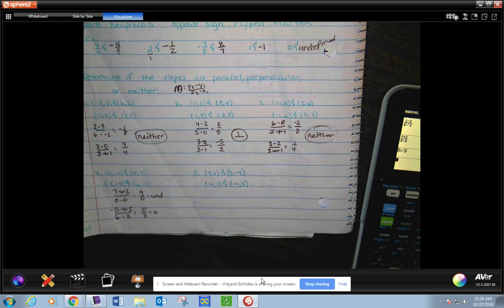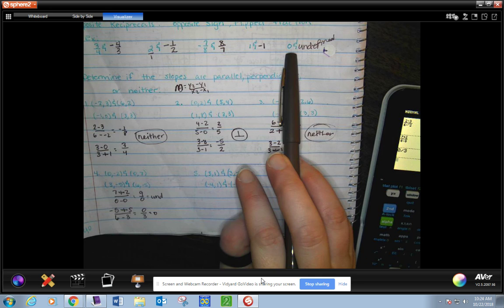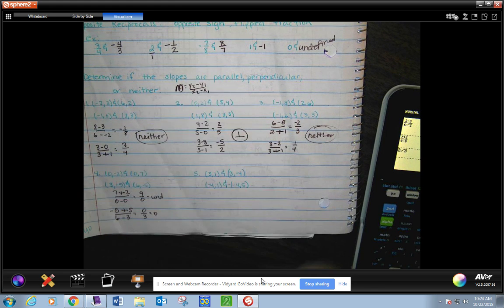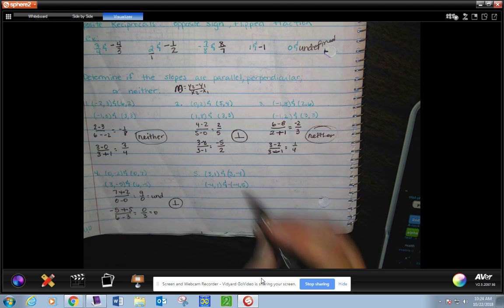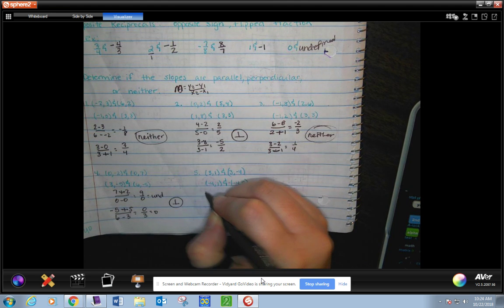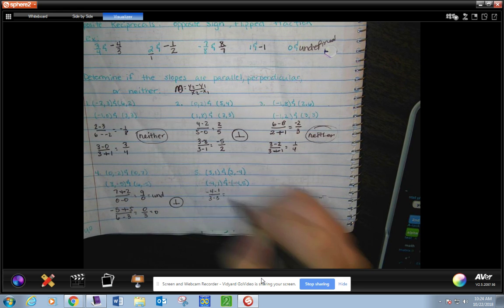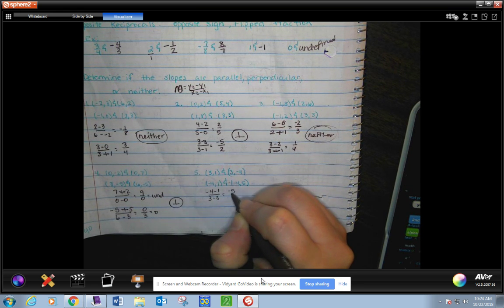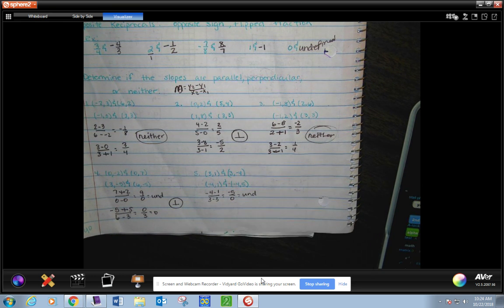Now, if you'll refer back up to where we did opposite reciprocals, undefined and 0 are opposite reciprocals, and opposite reciprocals are perpendicular. Okay, for my last example of this style, we're going to do -4 minus 1 over 3 minus 3. That gives me -5 over 0. And remember, if it's over 0, that is undefined.